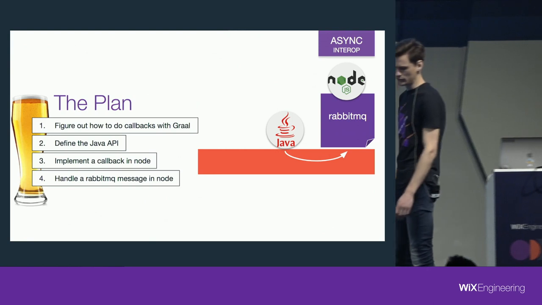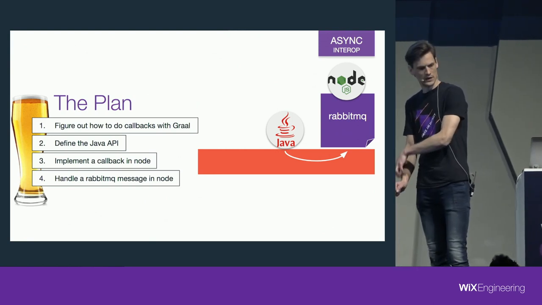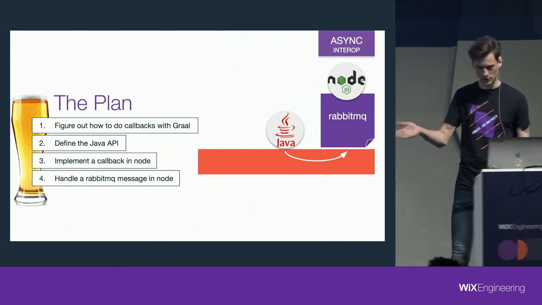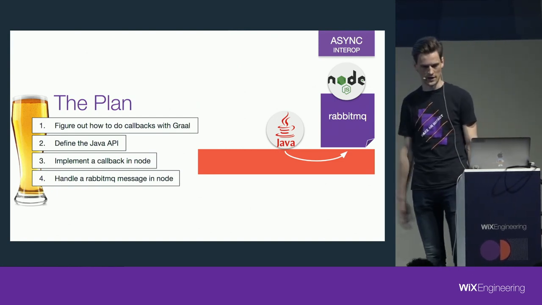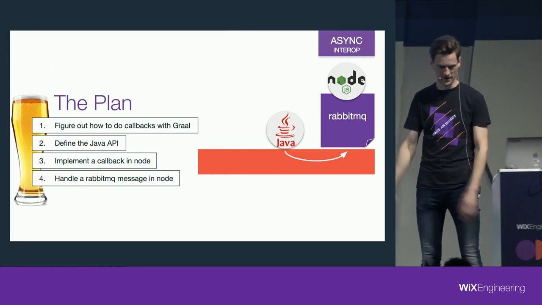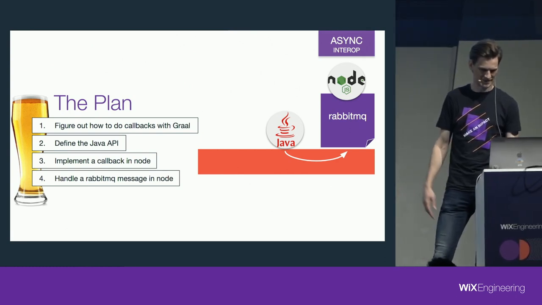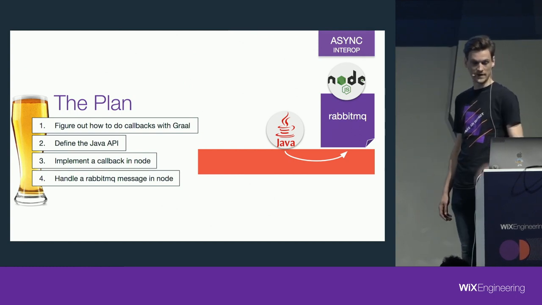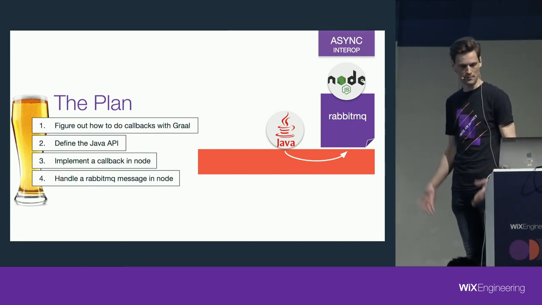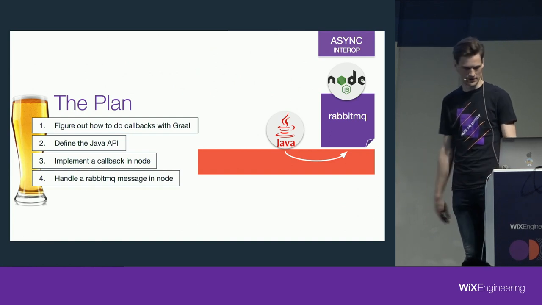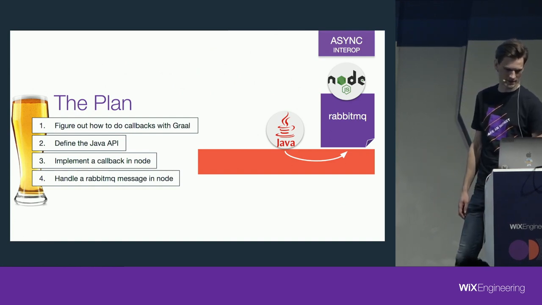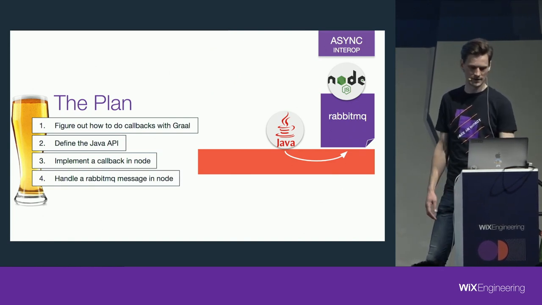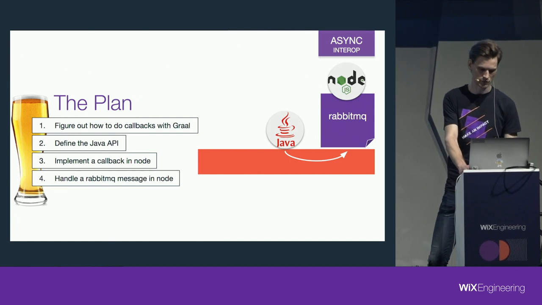First of all, we need to figure out how to do callbacks with Graal. Then we'll define a wrapper for Rabbit. Of course, I forgot to mention, we'll be using the Java RabbitMQ client. There's a perfectly fine Node.js client, but we'll just ignore that for now. So we'll define a Java wrapper API just to simplify the details. Then we'll implement a callback or a handler in Node. And finally, we'll handle a RabbitMQ message in Node.